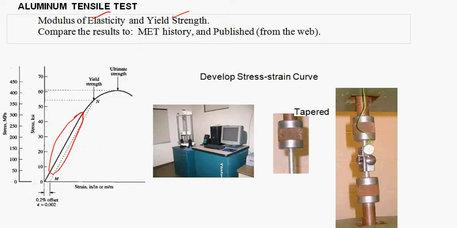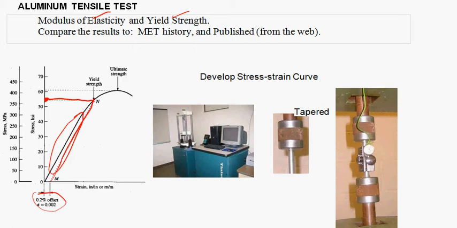the yield strength is the stress for a 0.2% offset line that's parallel to the slope, and where it hits the stress-strain curve, you read off the yield strength. That's 0.2% or 0.002 inches per inch offset. Now, in order to do that, notice we have to have a stress-strain curve.